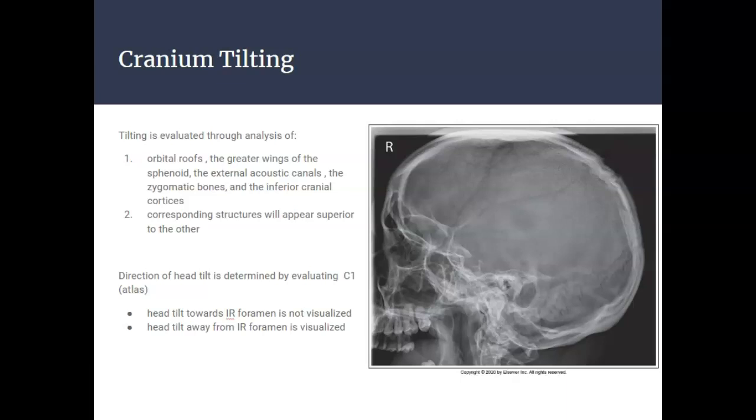So how do we determine which way the head was tilted? Through the evaluation of the degree of atlas or C1 vertebra foramen visualization. If the top of the head is tilted towards the IR, the foramen will not be visualized. And if the top of the head is tilted away from the IR, then the foramen will be visualized. You'll be able to go back out and correct this head tilt and align that mid-sagittal plane parallel with the IR, with the interpupillary line perpendicular to the IR.